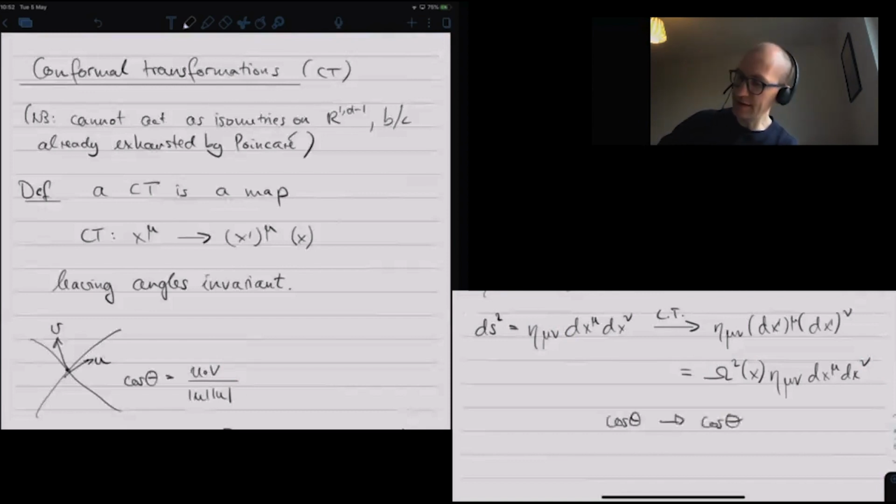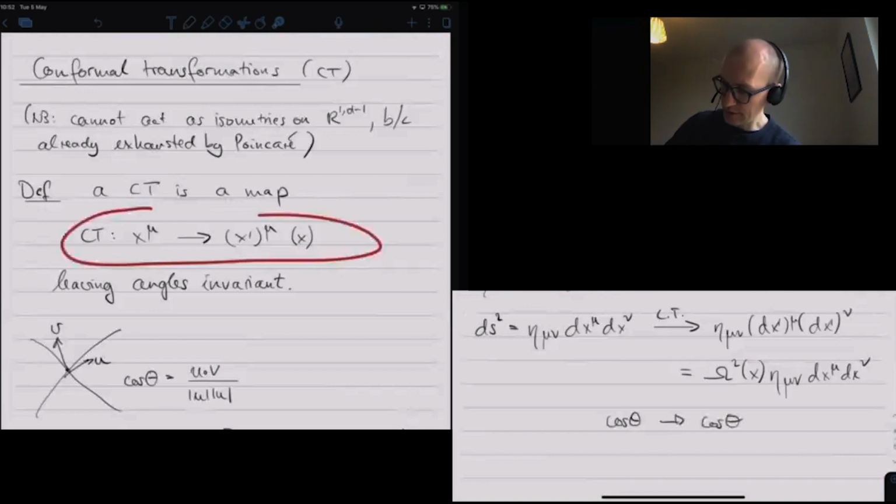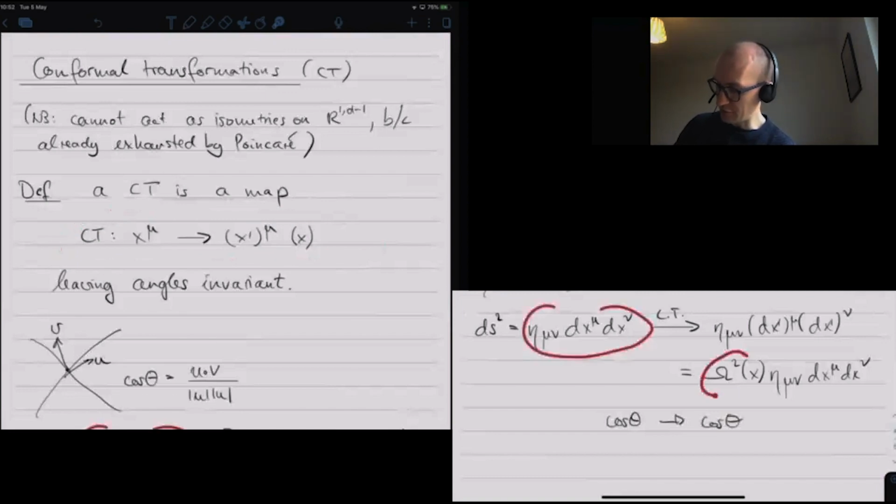So mathematically, a conformal transformation is a map of this form such that the metric goes to some arbitrary function of the coordinates times the metric itself. The line element goes to an arbitrary function times the line element itself.